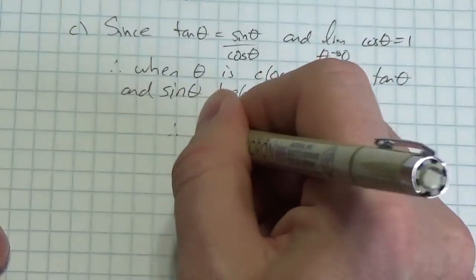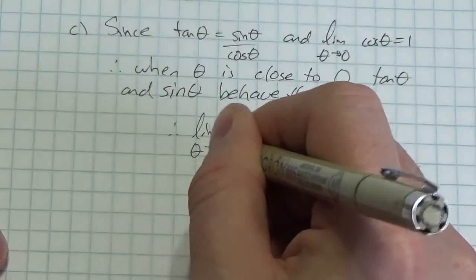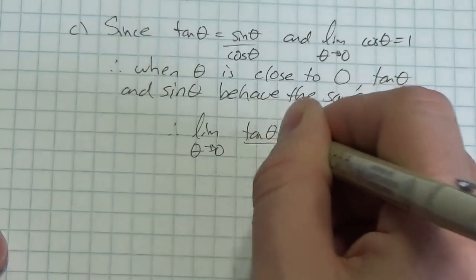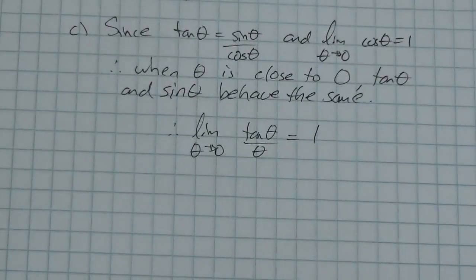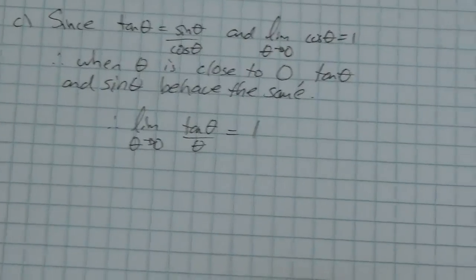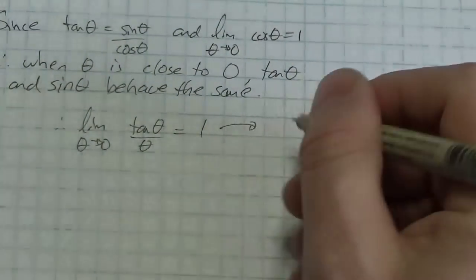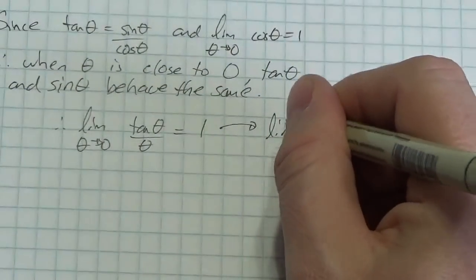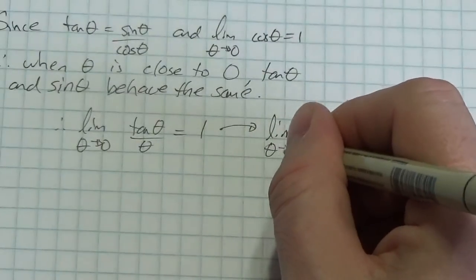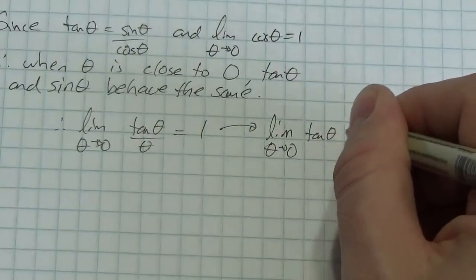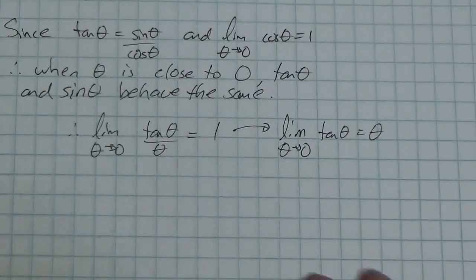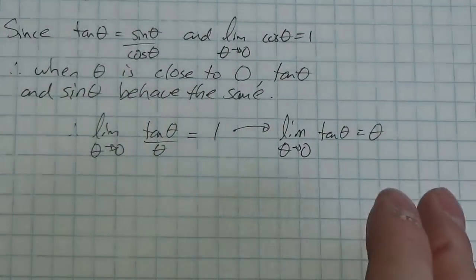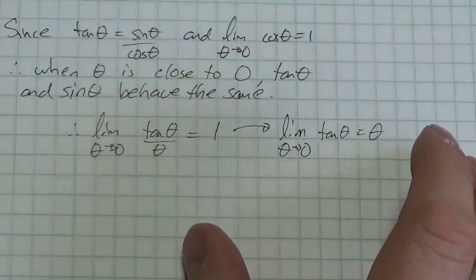So therefore, the limit as theta approaches 0 of the tangent of theta over theta is also going to approach 1. Okay? And that means that the limit as theta approaches 0 of the tangent of theta is also equal to theta when theta gets really small. Now, again, meaning that they can be used interchangeably.